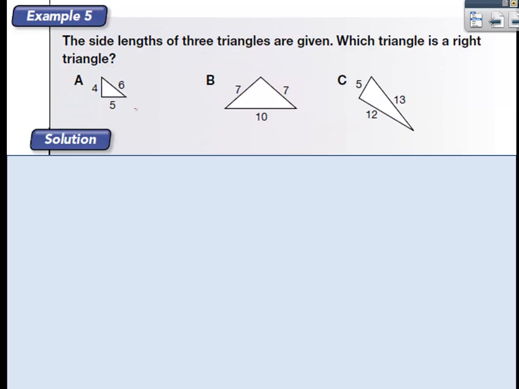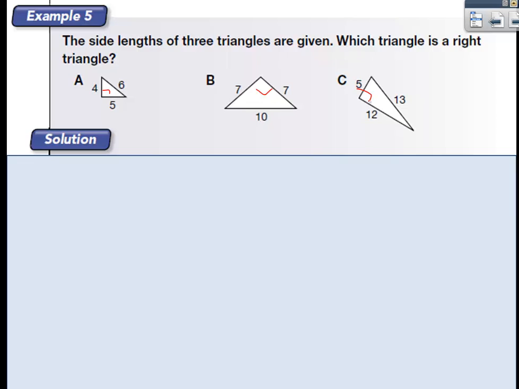Okay? So how would we figure that out? The side lengths of these are given. Which of these is a right triangle? They all look like right triangles. Couldn't you put a right angle here, here, and here, right? But can you figure out which one really is? In order to do that, you're going to have to use the formula.